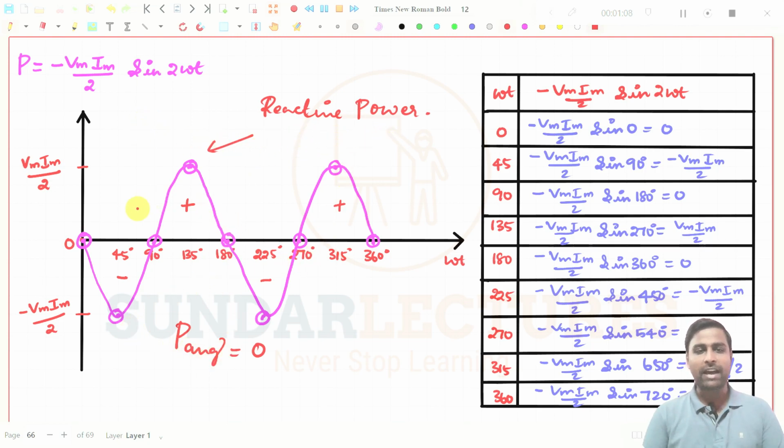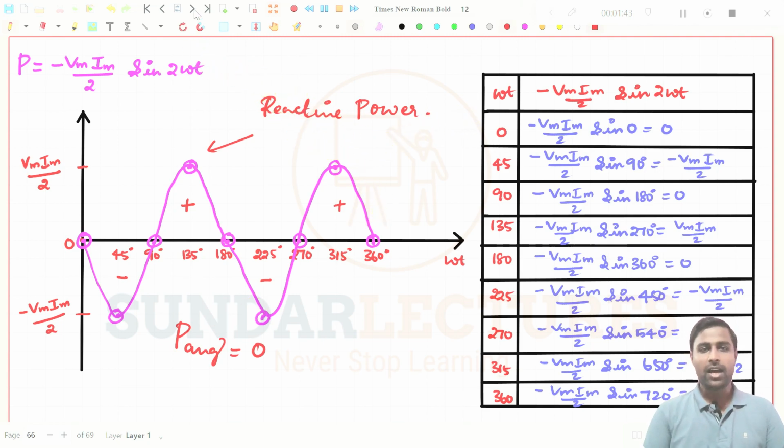If you take the average for this power curve, you will obviously get 0. Two minuses are there, two pluses are there, under 0 to 360 degrees everything cancels each other. The power flows from source to load, load to source, and it is oscillating between the source and load. It is not utilized by the load or by the source. Those powers are reactive power.